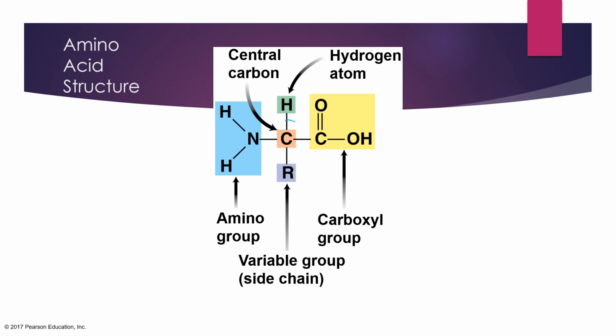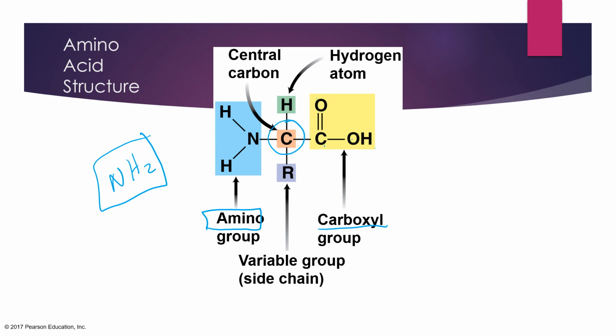So all amino acids have a central carbon atom, and attached to that carbon is a group called our carboxyl group, which is a carbon, two oxygens, and a hydrogen. And then the other group is an amino group. And an amino group has nitrogen with two hydrogens. And this is the first time we've seen nitrogen.